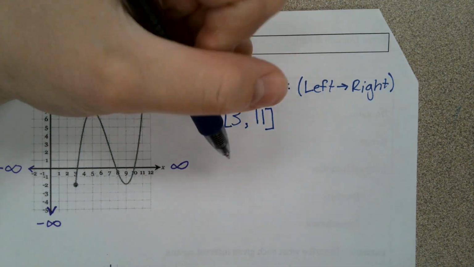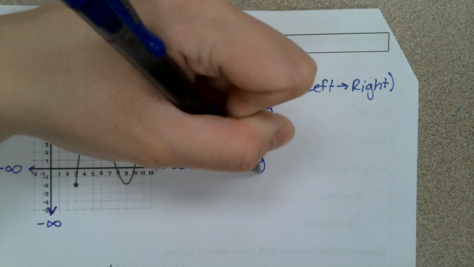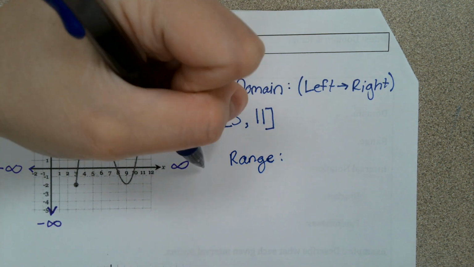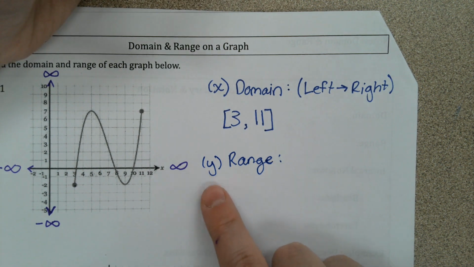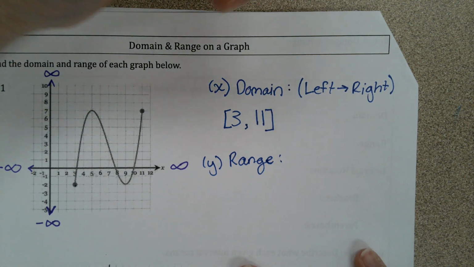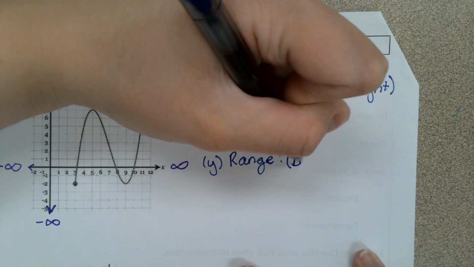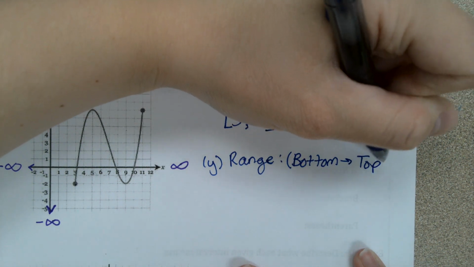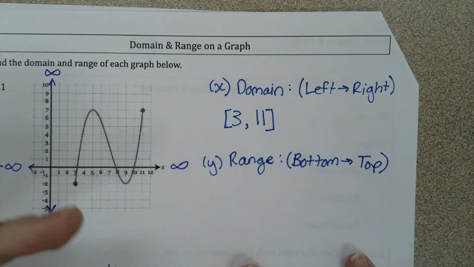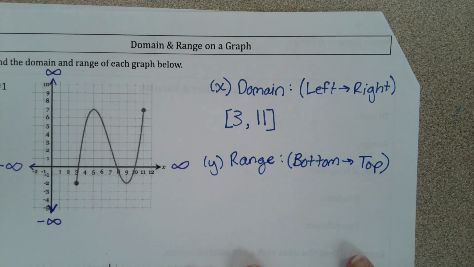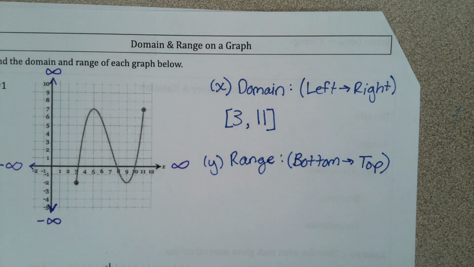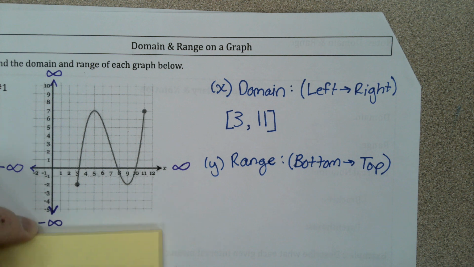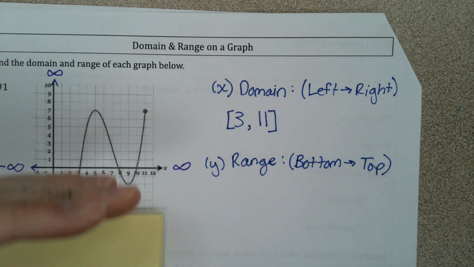Now let's look at range. Reminder, range is your y values. So I'm going to look at the y-axis here. Range, the direction is from bottom to top. So you want to start at the bottom of the graph and work your way up. Again, if you go the wrong way, you're probably going to get a wrong answer. So this time we're going to start at the bottom of the graph, and we're going to move upward.